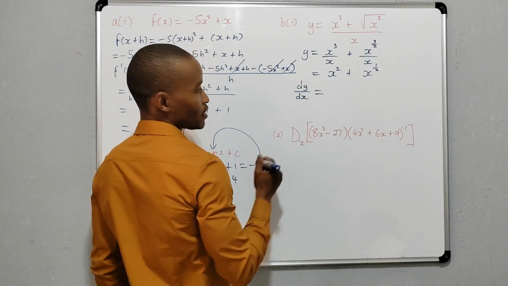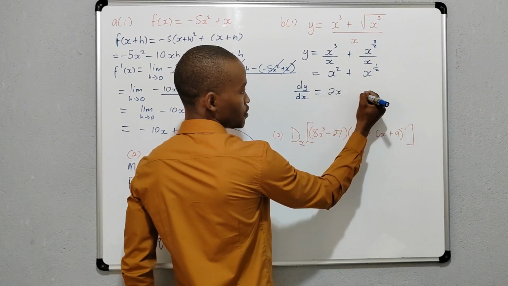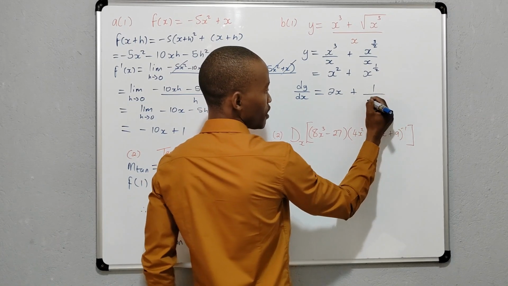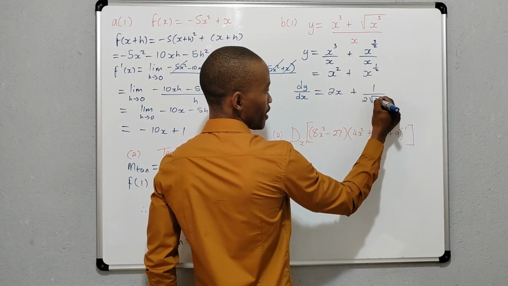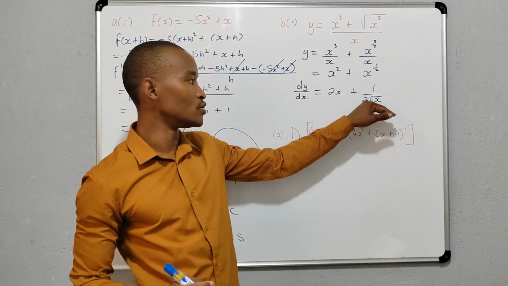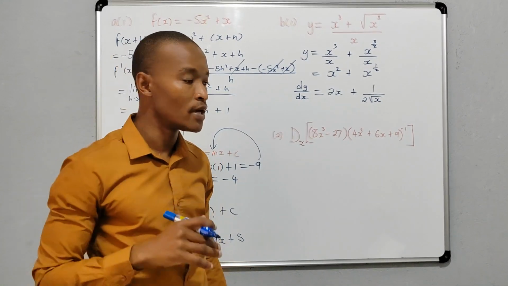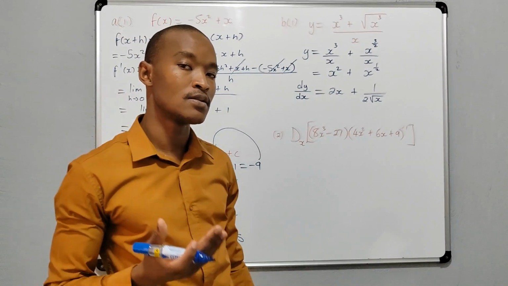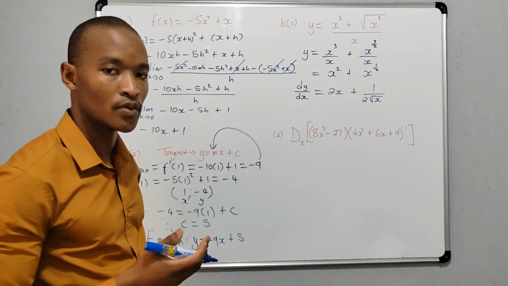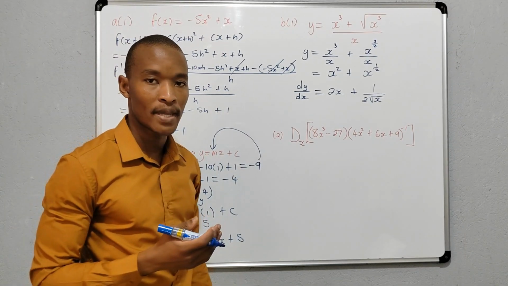So dy over dx will be what? What is the derivative of x squared? This gives us 2x plus the derivative of this power function. It will be 1 over 2 square root of x. Okay, so we can do that intermediate step between these two to see that you end up with a negative half as the exponent, and if you leave your answers in positive exponents or radicals, that is what you end up with. Okay, so that takes care of B1.